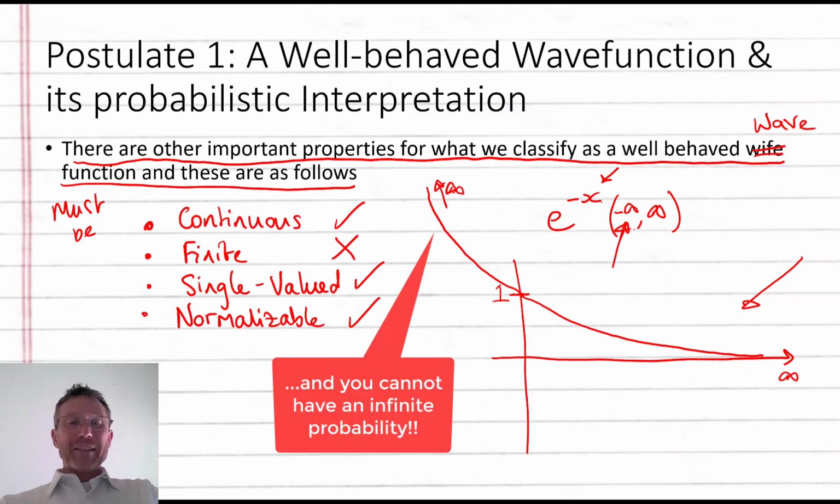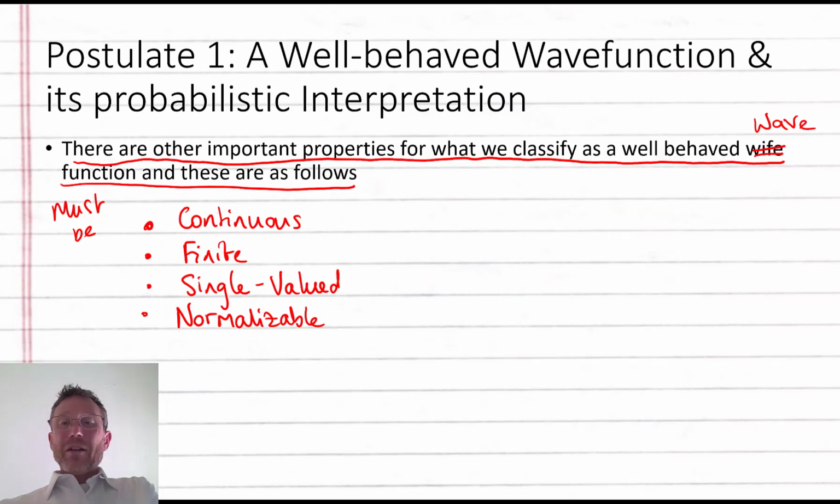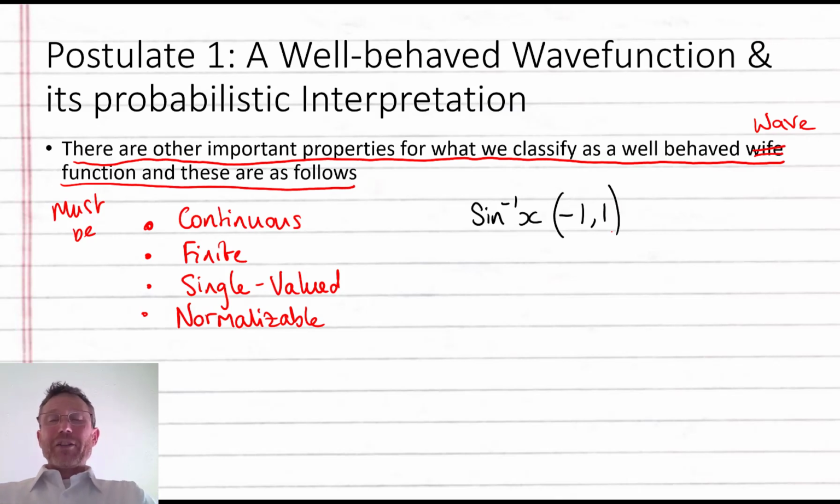All right, let's reset. Now let's consider a particular function, sine to the minus 1 of x, and obviously we're going to have a range that makes sense for this function, so we're going to go from minus 1 to 1. That makes sense because the sine values can only go between minus 1 and 1.